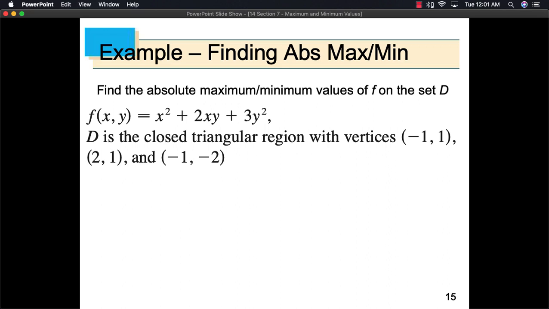Now again, remember guys, D is the closed triangular region, okay? And basically guys, D is the shadow that the beach canopy casts down to the ground. It's not the beach canopy itself. The beach canopy is this function here. F of x y is the beach canopy. D is the shadow that it casts onto the ground.